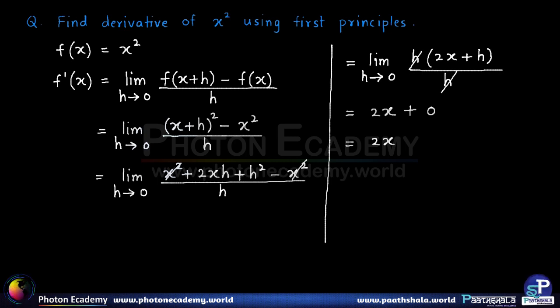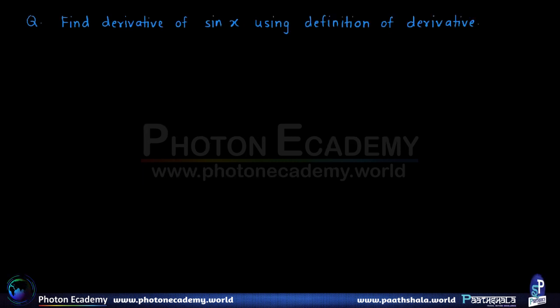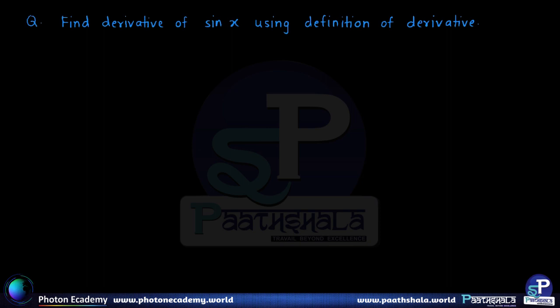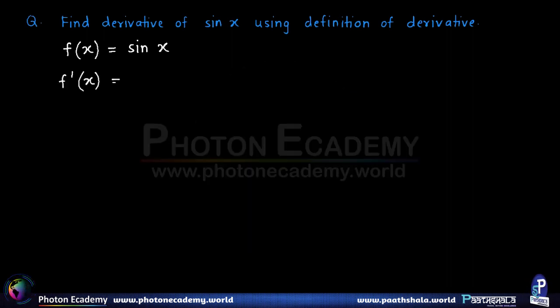Let's see one more example which involves a trigonometric function. We have to find the derivative of sine x using the definition of derivative. So once again here we have the function as sine x. Let us write the definition of derivative once again, that is f dash of x is given as limit of f of x plus h minus f of x, whole upon h, as h tends to 0.